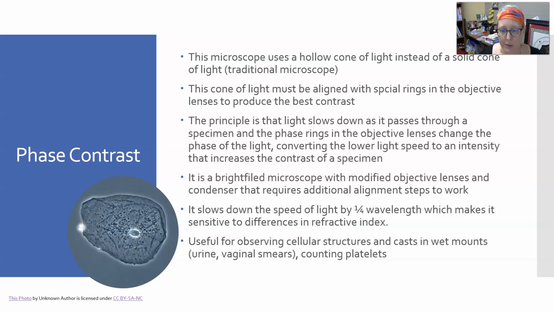So it's a brightfield microscope with a modified objective lens and a modified condenser. It requires additional alignment steps to work, so a little bit more technical knowledge to make it work. And it slows down the speed of light by 1/4 of a wavelength, which makes it sensitive to the differences in refractive index and causes that contrast to be apparent. This is useful for observing cellular structures inside of cells and cells in wet mounts, like of urine, or observing vaginal smears where you would look for cells, maybe Trichomonas or something like that. And also you can use it for counting platelets.